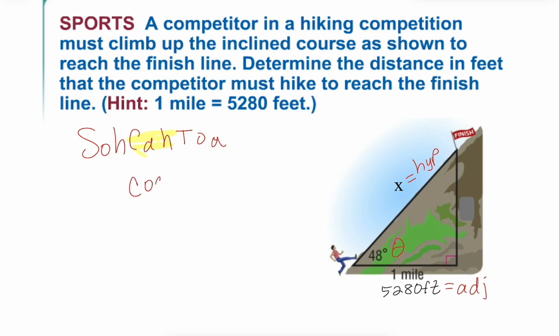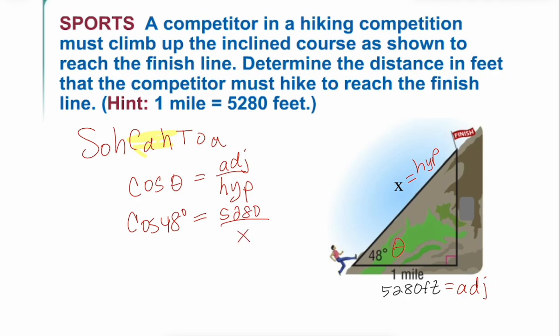So let's write down that formula. I know that the cosine of angle theta is our opposite over our hypotenuse. I'm sorry, adjacent over hypotenuse. Wondered why you guys were looking at me like that. Is our adjacent over our hypotenuse. So that A over H, adjacent over hypotenuse. Now let's take the information we have and plop it into our formula. So I know that the cosine of 48 degrees is adjacent 5,280 over our hypotenuse x.